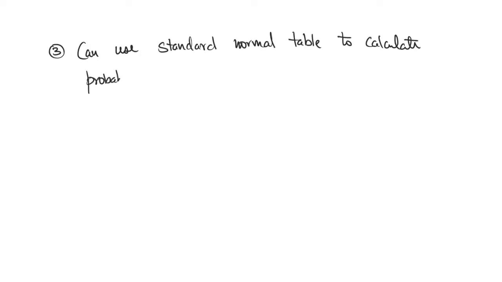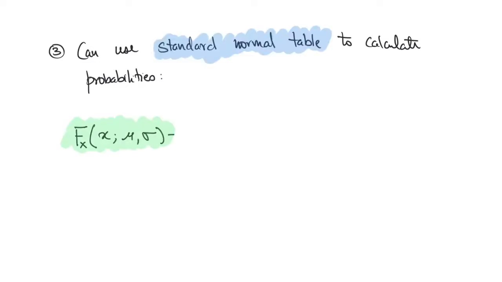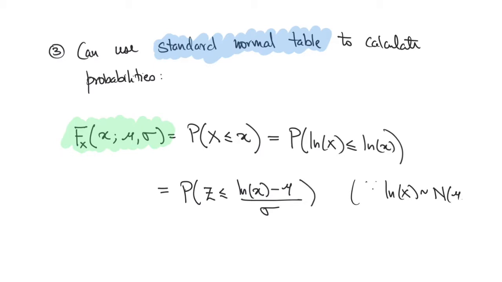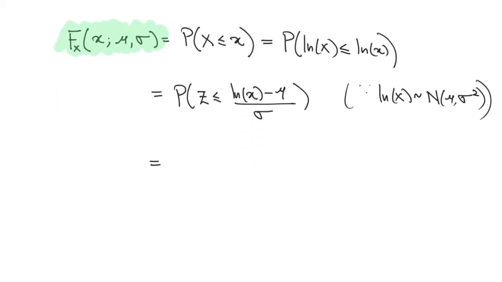We can use the standard normal table or the standard normal distribution to calculate the CDF for the log normal distribution with parameters mu and sigma. This calculation follows as follows, and notice that the CDF of the log normal distribution is exactly the CDF of the standard normal distribution evaluated at ln of x minus mu divided by sigma. This is for all values of x that are greater than 0.